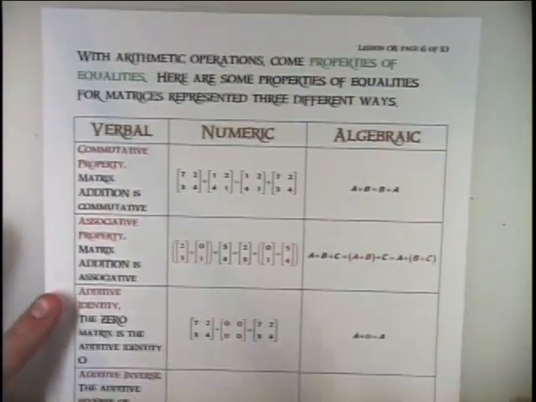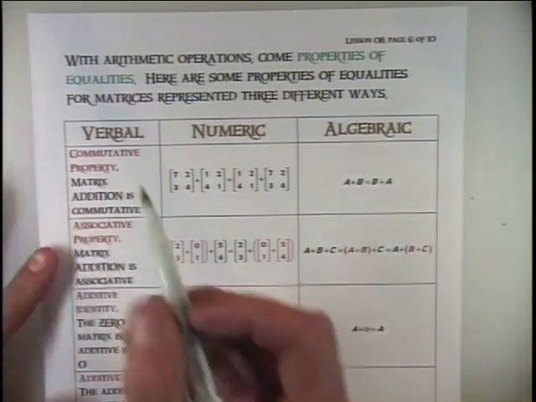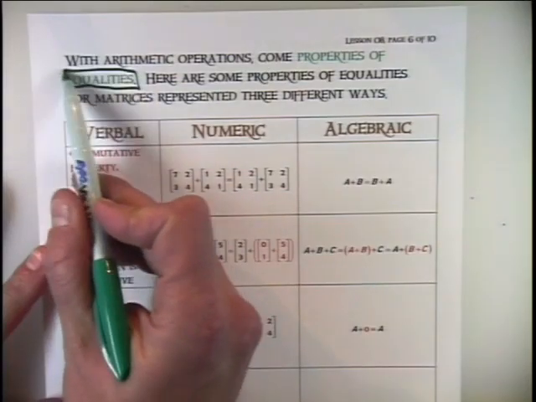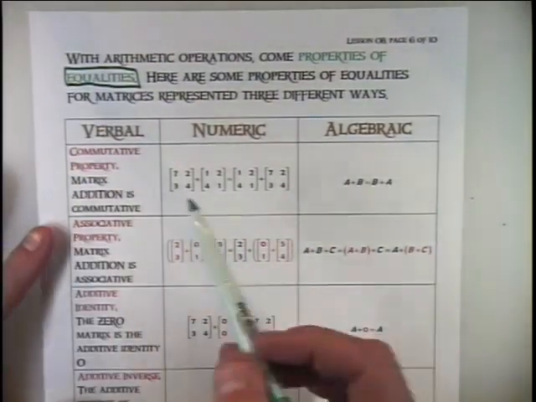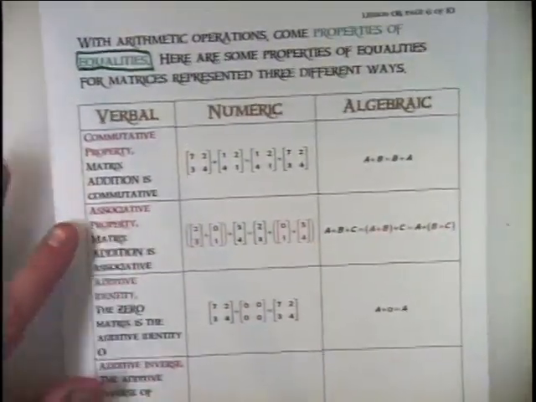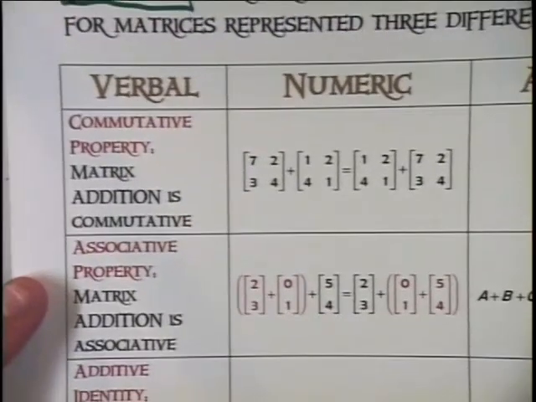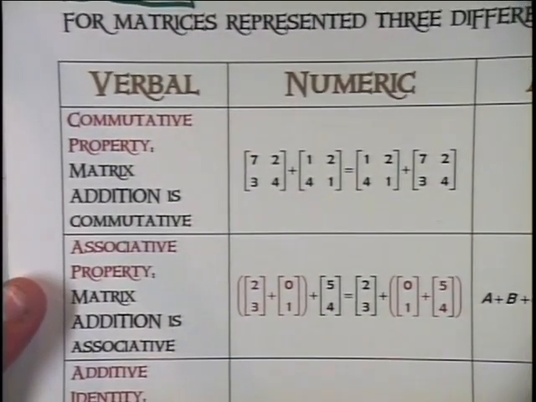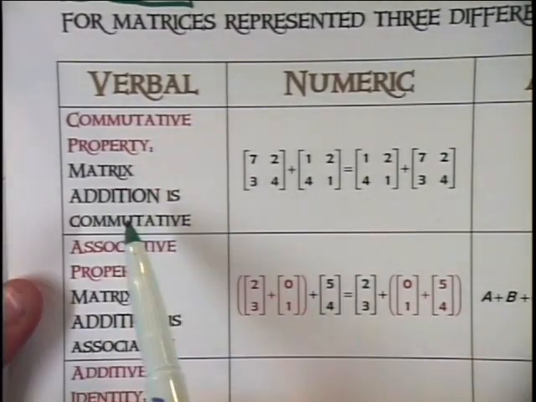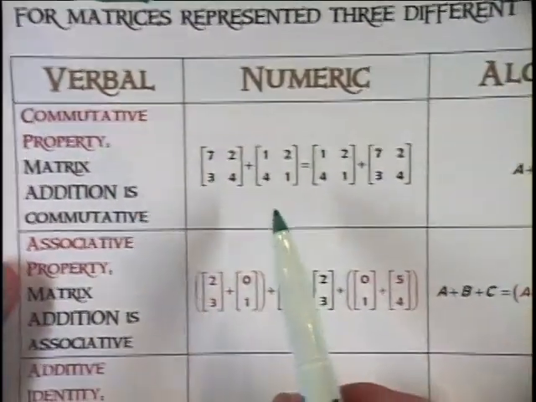Let's get back to the math. All right, now with any arithmetic operation comes some property of equalities, things that we can actually do within the realm of the operations that are legal maneuvers. Here are some of them. We're going to have a verbal column, a numeric column, and an algebraic column, and we'll look at each of them. So remember, for numbers, we had something called the commutative property. Well, we have commutative property for matrices as well. Matrix addition is commutative.